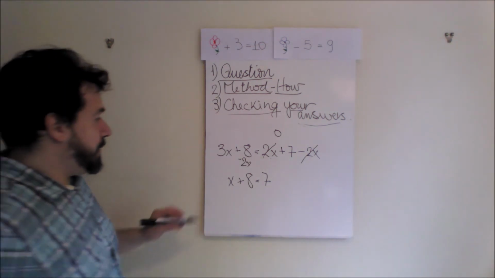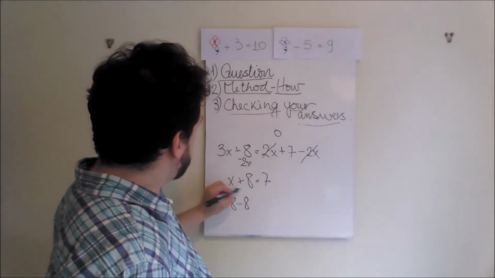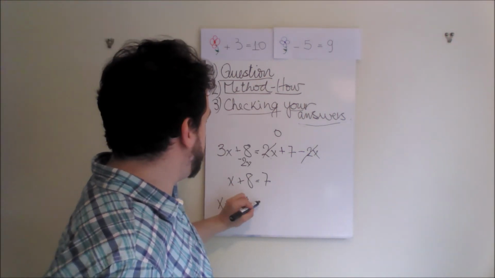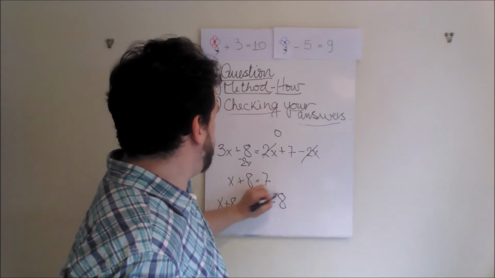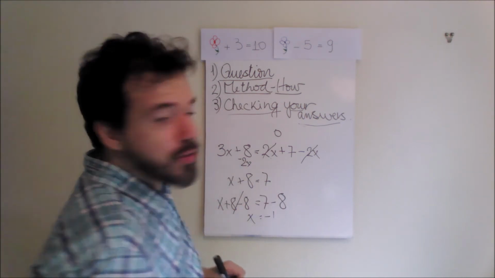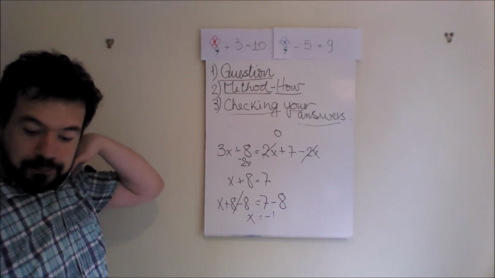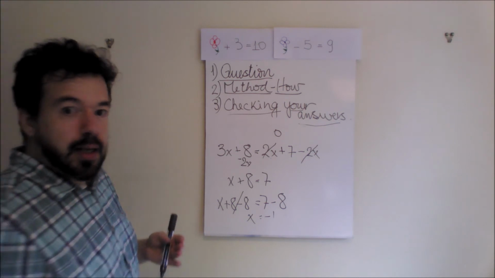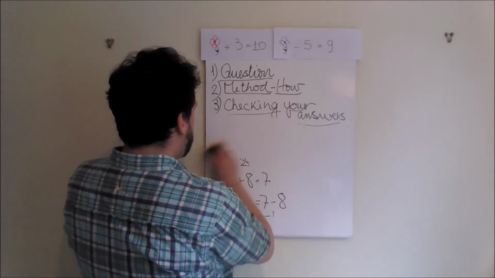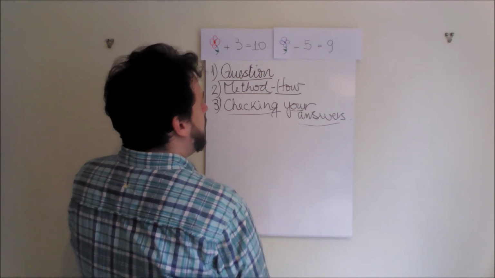We need to balance. X add 8, take away 8, because now we need to isolate this. 7 take away 8, 0, here's minus 1, x is minus 1. If you're working with negative numbers, which you will be later in Key Stage 2, okay? So you have to balance everything. You have to isolate the items.